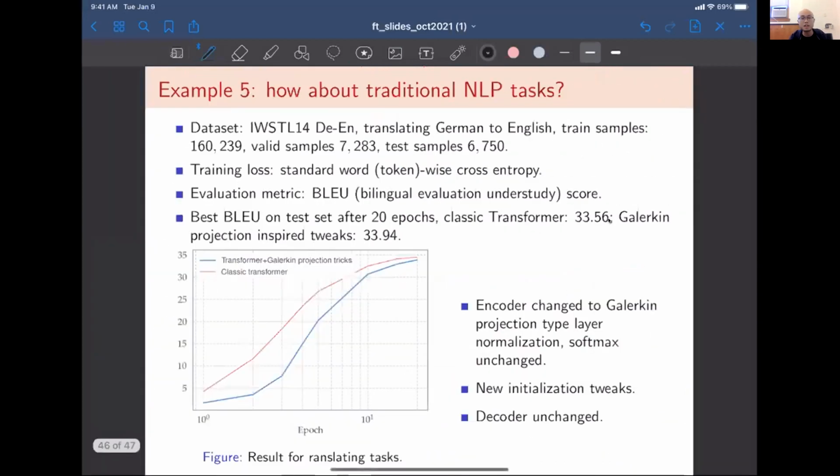And the last one is a natural language processing model. So we apply our Galerkin type layer normalization, along with, like I said, all the tricks we discovered during this study, to the traditional language model.